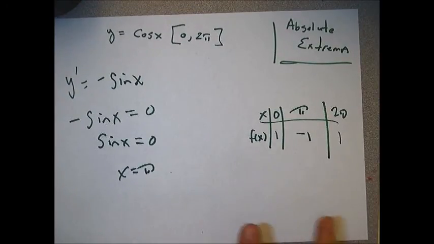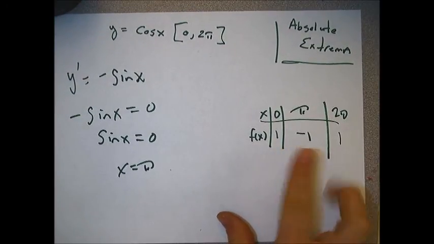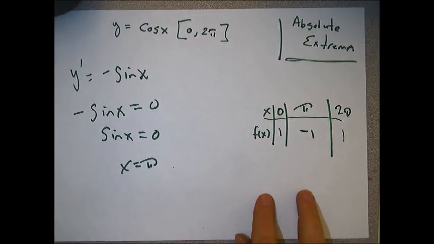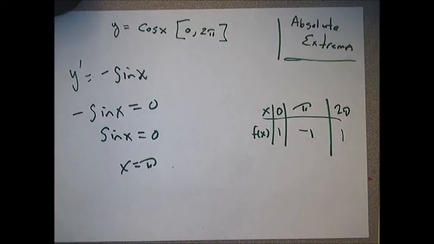And according to this, my highest y values happen twice. My lowest y value happens once. So I have absolute maxes at 0 and 2 pi. And I have an absolute min at pi.